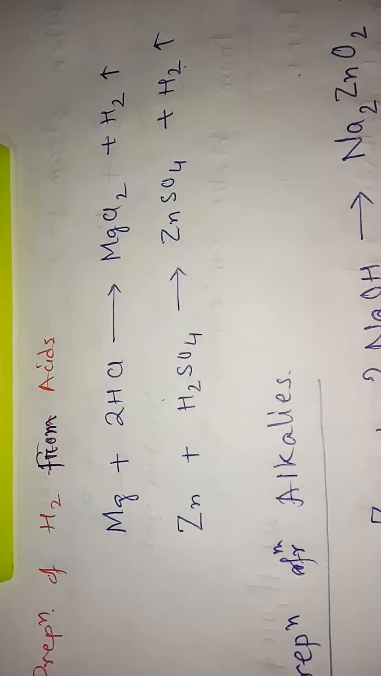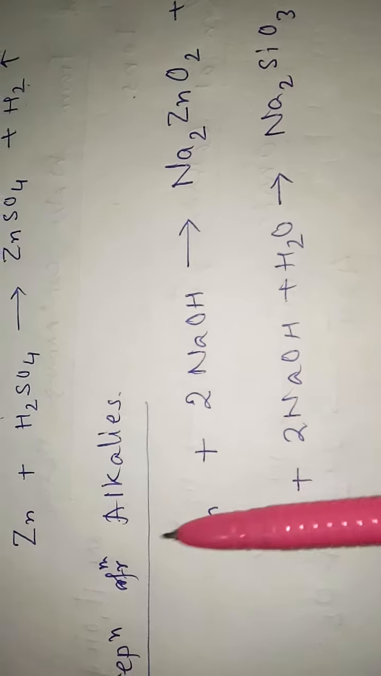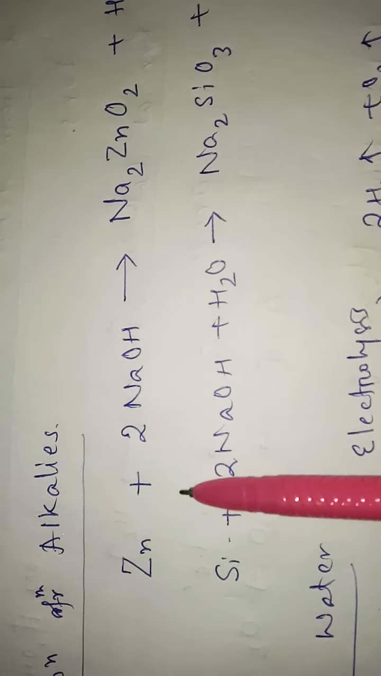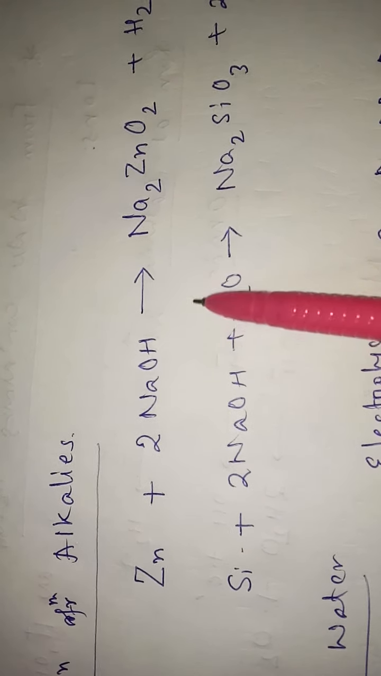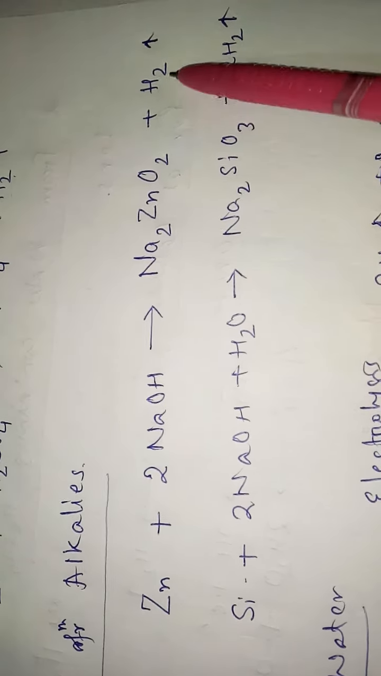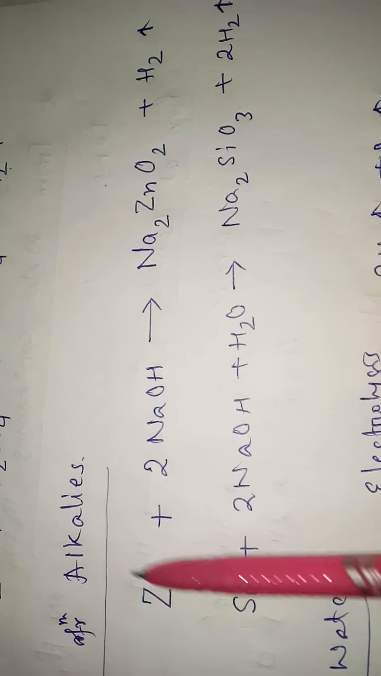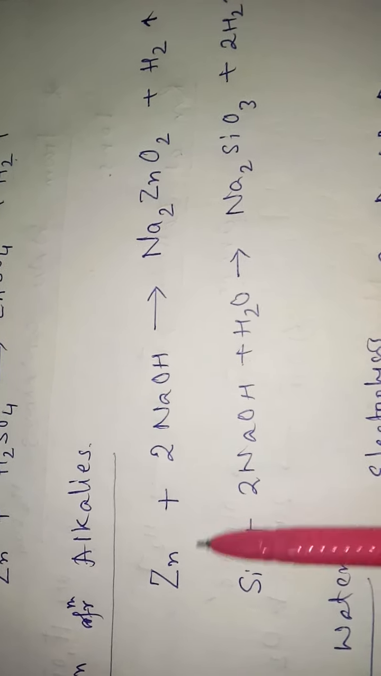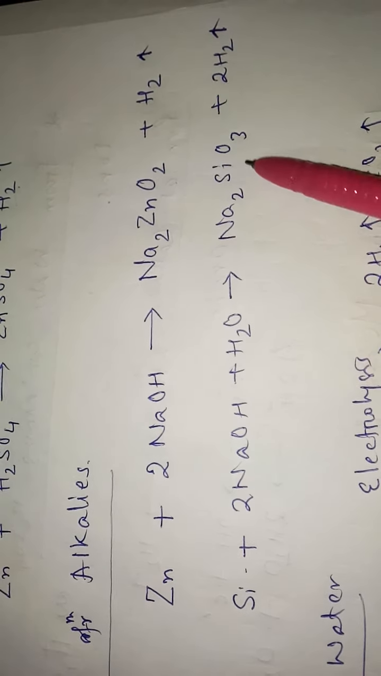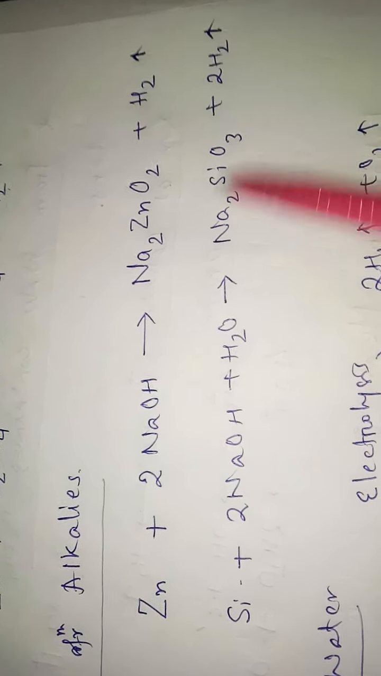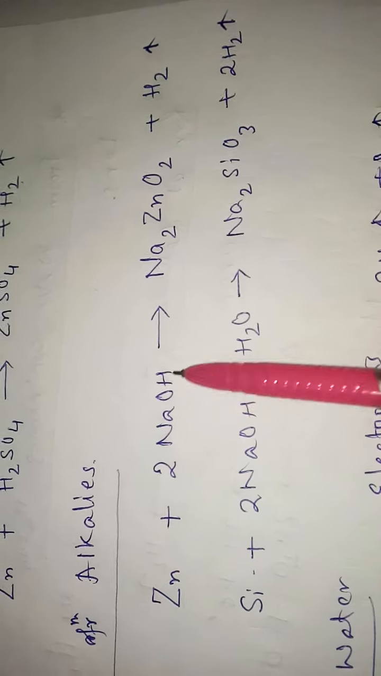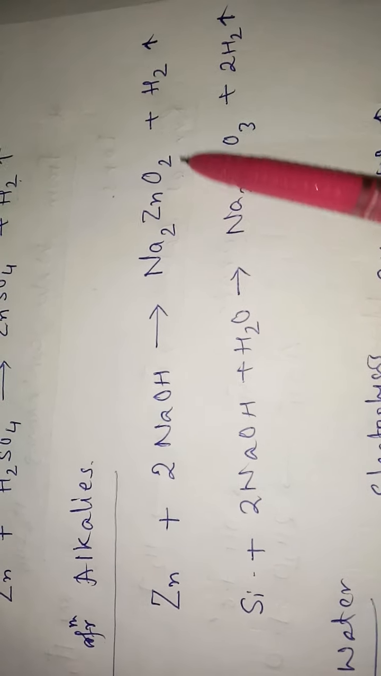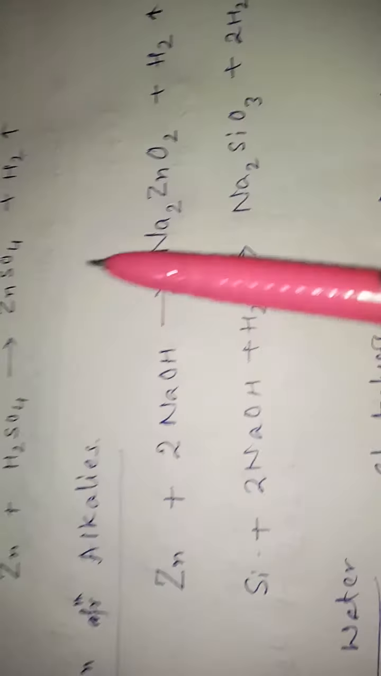The other methods are there. Preparation from alkali. Zinc reacts with sodium hydroxide forming sodium zincate plus hydrogen. So this is your alkali. The alkali again reacts with silicon. Silicon is the metal. It forms sodium silicate plus hydrogen. So bases react with metal to give you hydrogen gas.